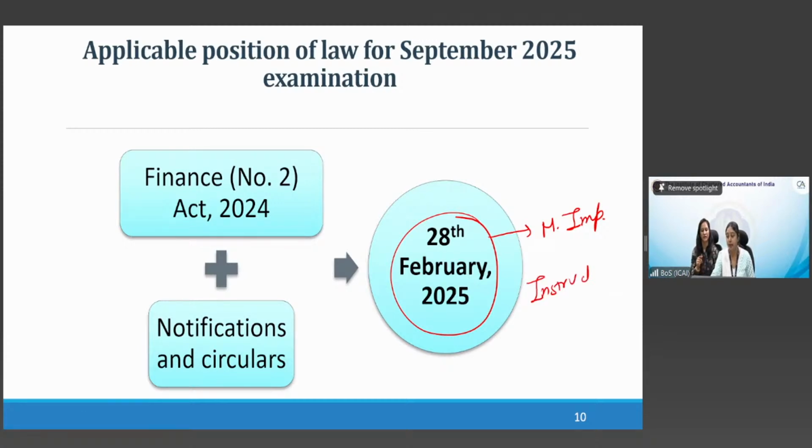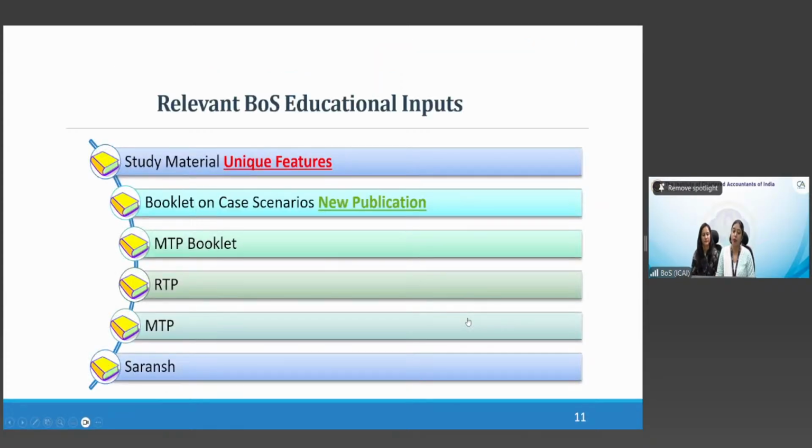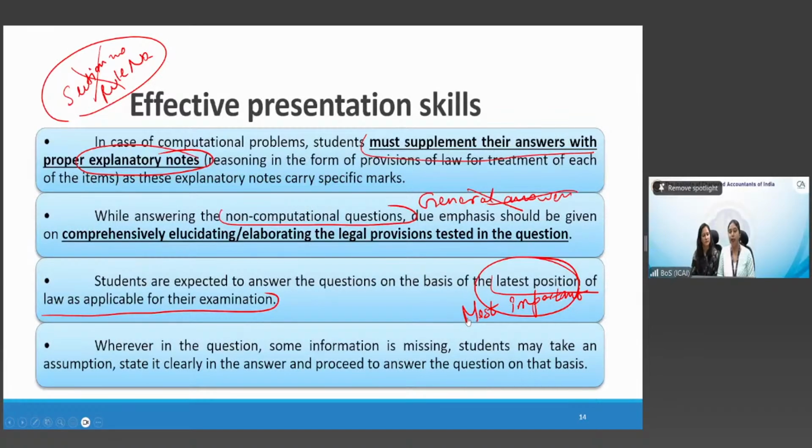This is given as an instruction on the question paper also. Especially in the GST paper, in the indirect tax laws paper, you have to answer all questions based on the position of law applicable on this cutoff date. So this is something which you need to take care of while answering the questions, and don't answer the questions on any position which was applicable before 28th February. So if some different position was applicable, you have to take care that your answer should be based on the latest position of law only.